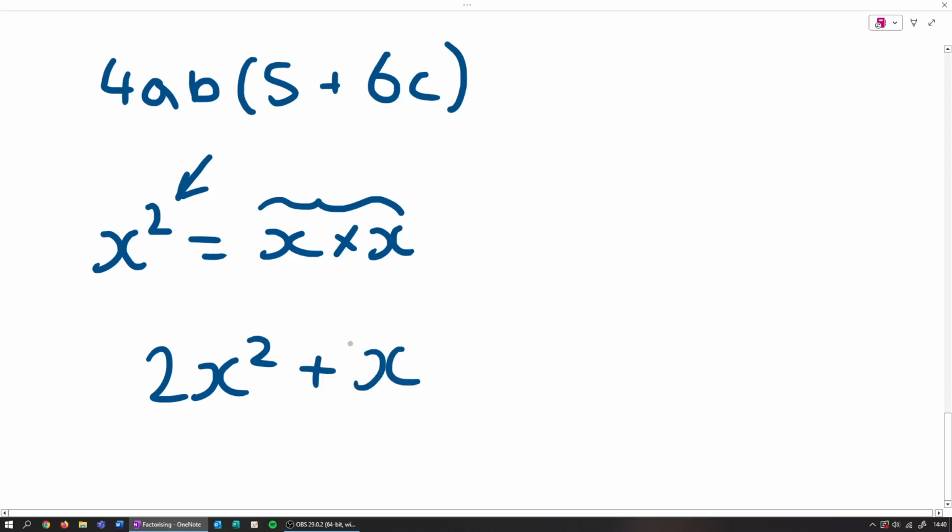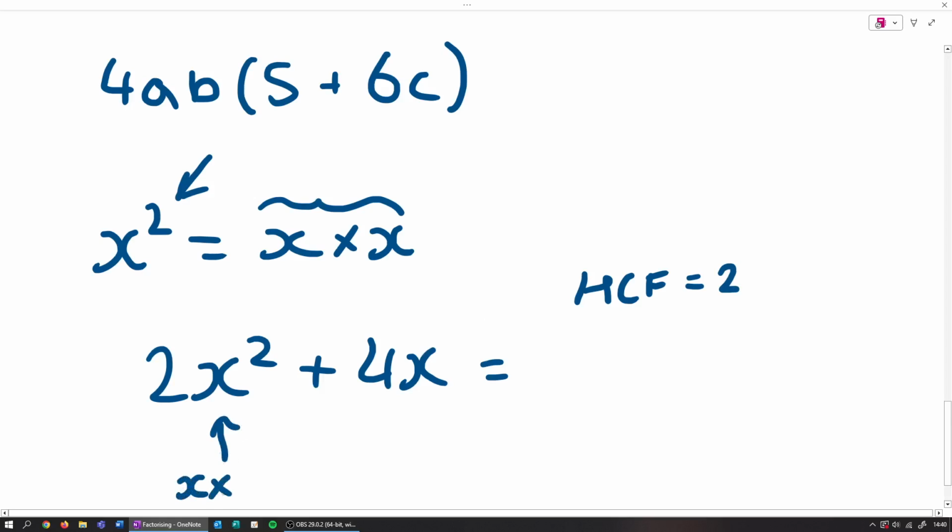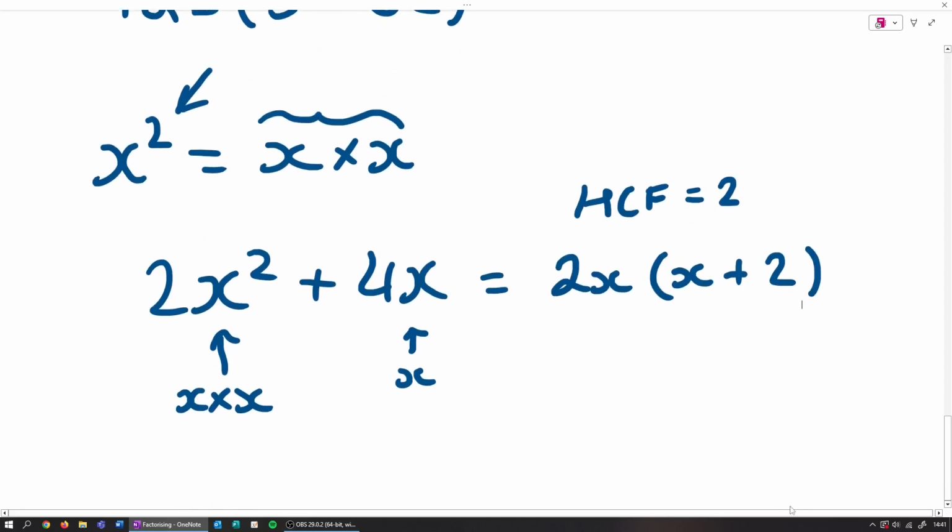Okay, so immediately, let's actually make this 2x squared plus 4x. So the highest common factor of 2 and 4 is 2. And they both share x's. However, this one has 2 x's technically, doesn't it? X squared means this. However, this one's only got 1. So we can only sub out 1. So let's sub out the 2 and 1x. We're left with the 1 remaining x here after dividing 2x squared by 2x. And we are left with 2 here after dividing 4x by 2x. Okay, so as you can see, factorising is quite a nice thing.